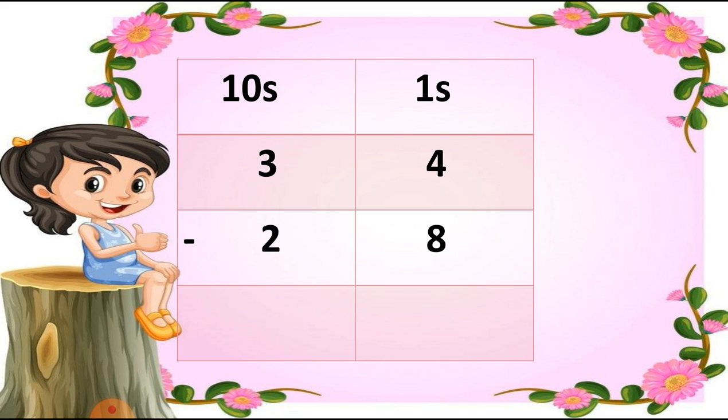So you can't take away 8 from the 4 because 8 is a big number and 4 is a small number. So what should we do now? We should borrow 10 from the tens column. Understood? We borrow 10. We take 10 from this 3.